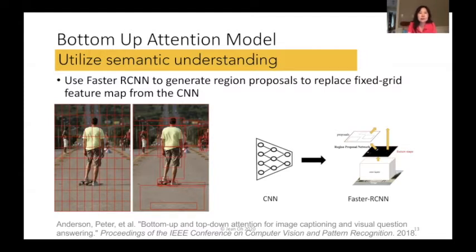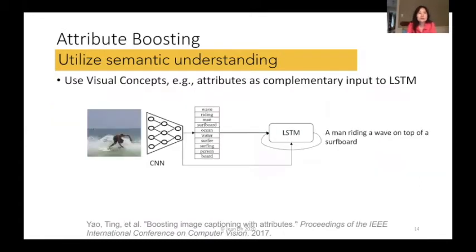bottom-up attention model, where they replace this grid-like structure to extract the CNN features. Instead of doing that, they take advantage of existing object detectors. So they use bounding boxes instead of these random grids. So this improved overall performance a lot. And then another approach is, why not use attributes? So we can detect attributes and make use of them.